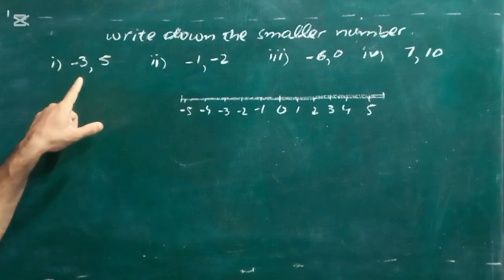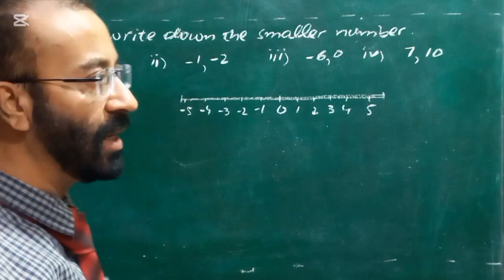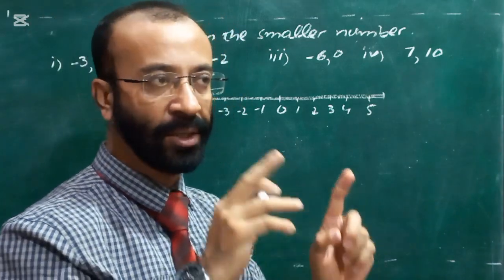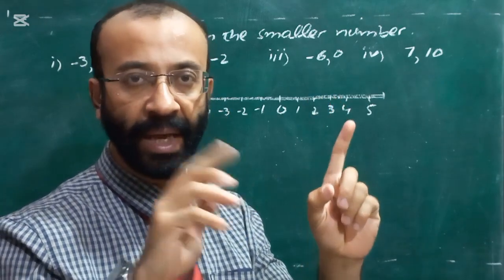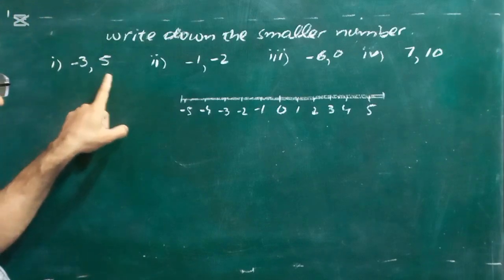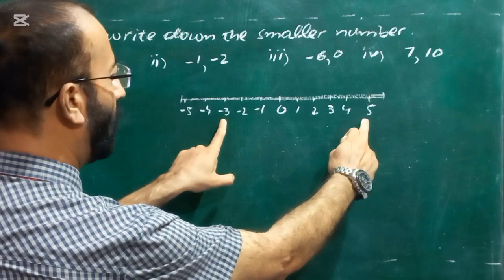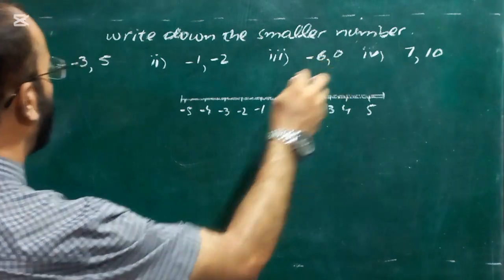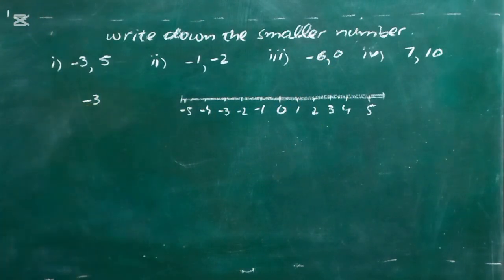The next thing in the number line which you have to understand is that the numbers to the right will be greater and to the left will be smaller. So the number on the left will be smaller and the number on the right will be greater. So -3 and 5. Look here, this is -3 and this is 5. So left number is smaller and right number is greater. We require the smaller number, so in this case, the answer is -3.